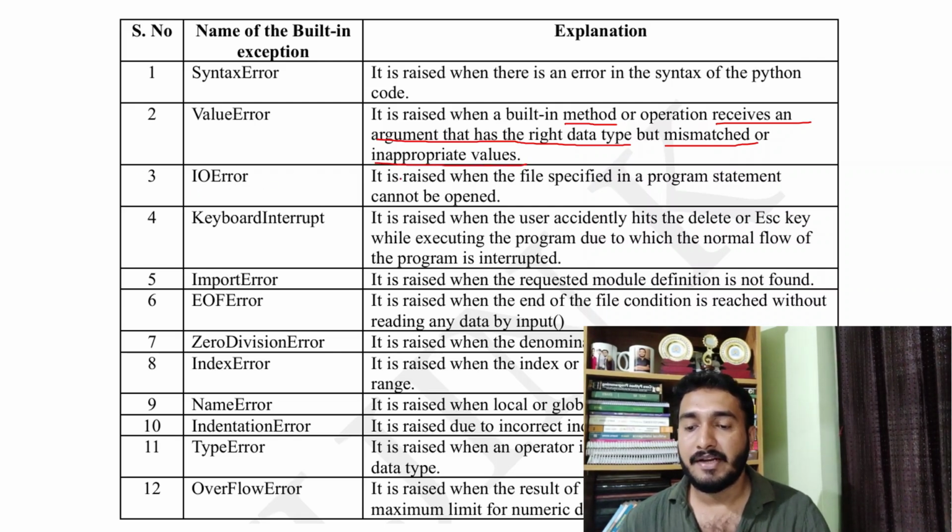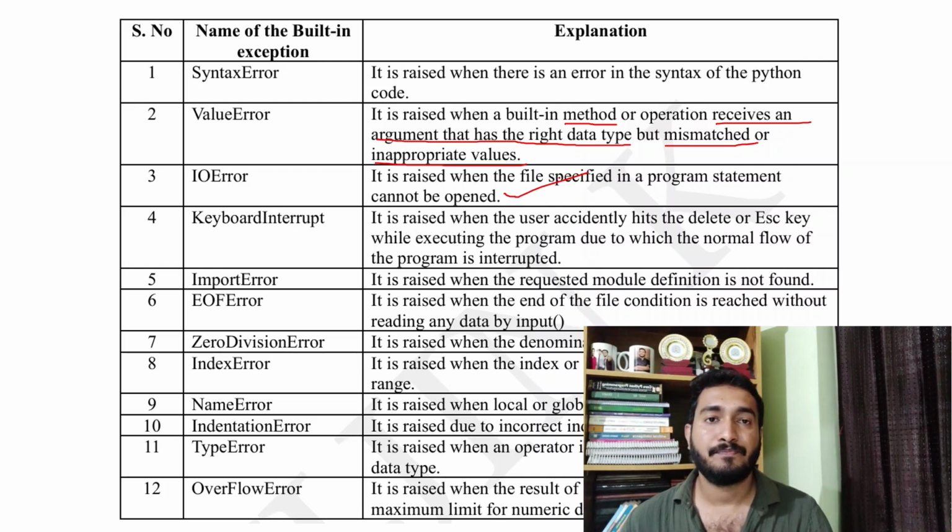Next is IOError. It is raised when the file specified in a program statement cannot be opened. So when the file that you are trying to open does not exist, then it shows IOError. You will understand this in the next chapter properly. Keyboard interrupt is raised when the user accidentally hits the delete or escape key while executing the program, due to which the normal flow of the program is interrupted. So while the program is running, if you press escape or delete by mistake, it will interrupt the flow of the program, so it will show keyboard interrupt error.